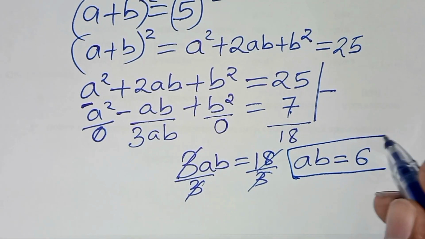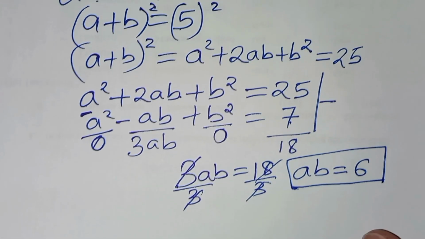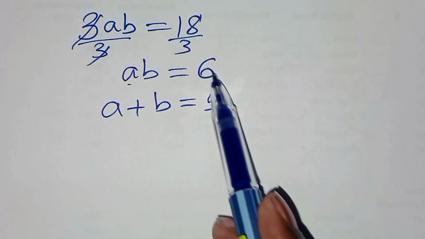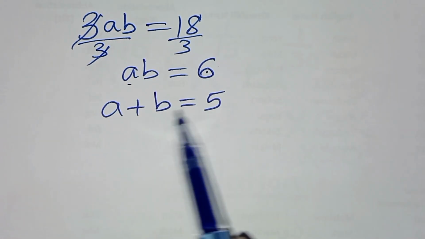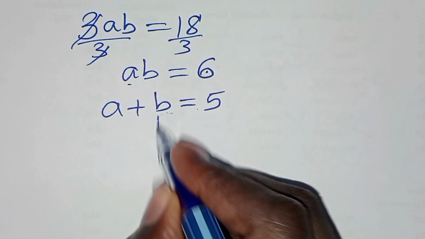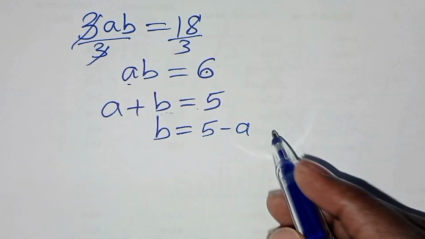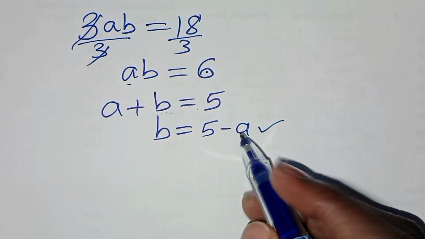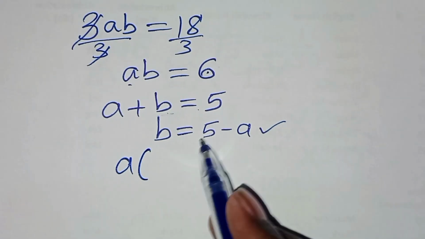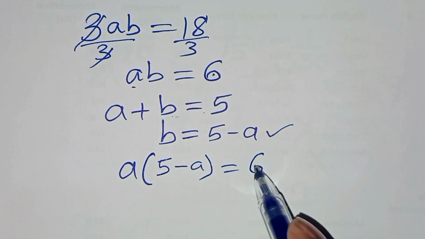So let's proceed from here. Now, given that a times b is equal to 6, and given that a plus b is equal to 5, we can make b the subject of the formula, so that b will be equal to 5 subtract a. So let's substitute this. We have a times b, and b is 5 subtract a, this is equal to 6.